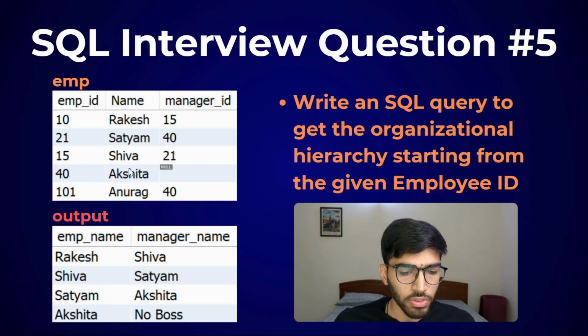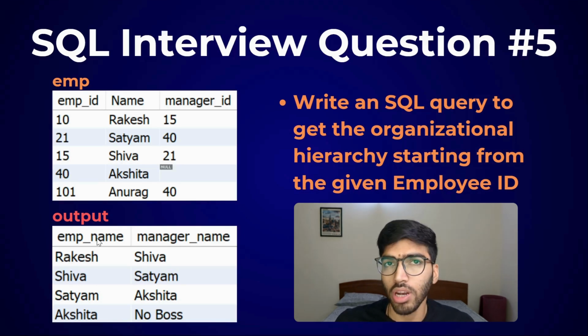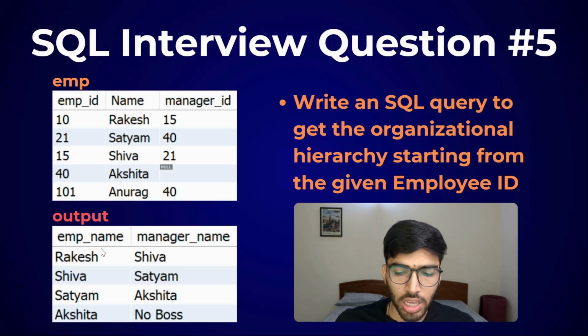Now, if you see the output table, what we need to output at the end is an employee name column on the left hand side and manager name column on the right hand side. So we start with a given employee ID. For example, in our case, it would be Rakesh. We need to find out who is the manager of Rakesh. That's Shiva. Then who is the manager of Shiva? That's Satyam. Then so on until we get the final top one on the hierarchy, which is Akshita.